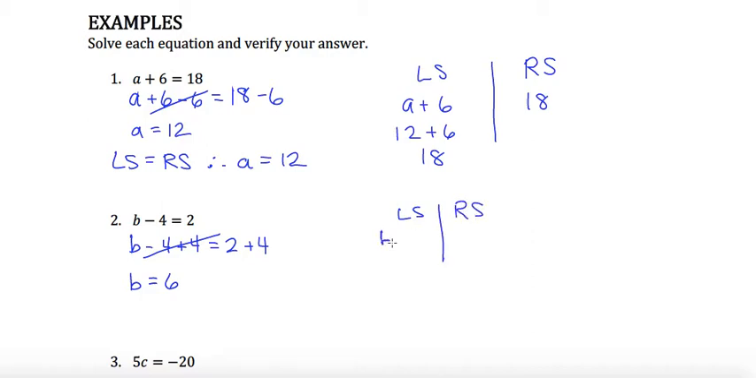So the left side is b minus 4. The right side is 2. I'm going to substitute in the value for b: 6 minus 4, and 6 minus 4 is 2. Look at that, they're both the same, so I can say the left side equals the right side. Therefore, b equals 6. And so this just gives you some assurance that your solutions are correct.